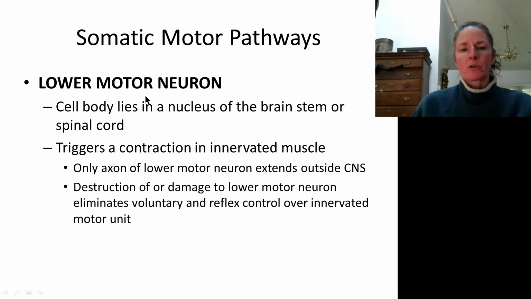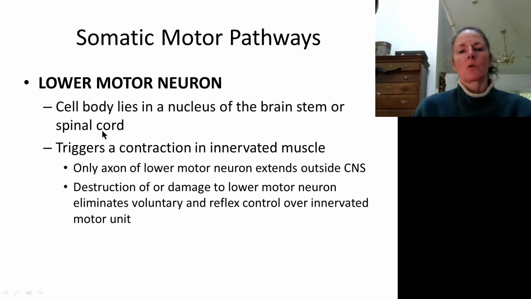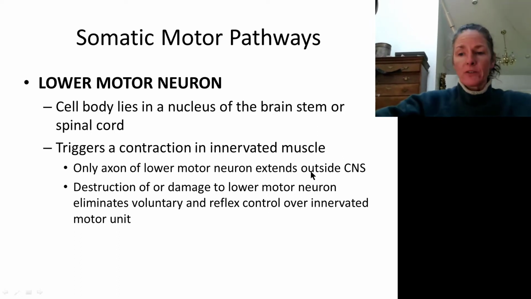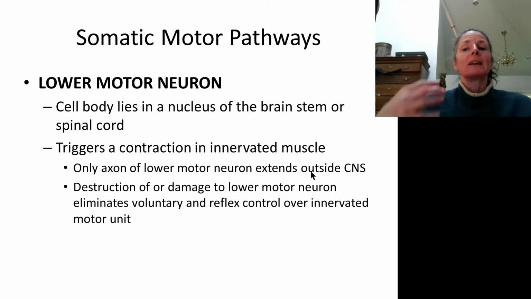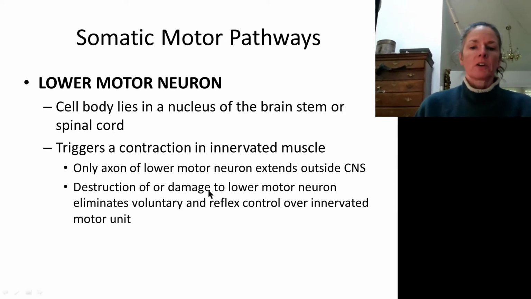All right, so our lower motor neurons are going to have their cell bodies either in the brainstem nucleus or that anterior gray horn of the spinal cord. This is what's going to cause the contraction of the innervated muscle. So the axon of the lower motor neuron is going to extend outside the central nervous system. As we say, it's the efferent that exits the CNS and stimulates an effector. And this is going to be what makes the muscle move. So basically, if we lose that lower motor neuron, then we will lose the voluntary control over the innervated motor unit as well as the reflex control.